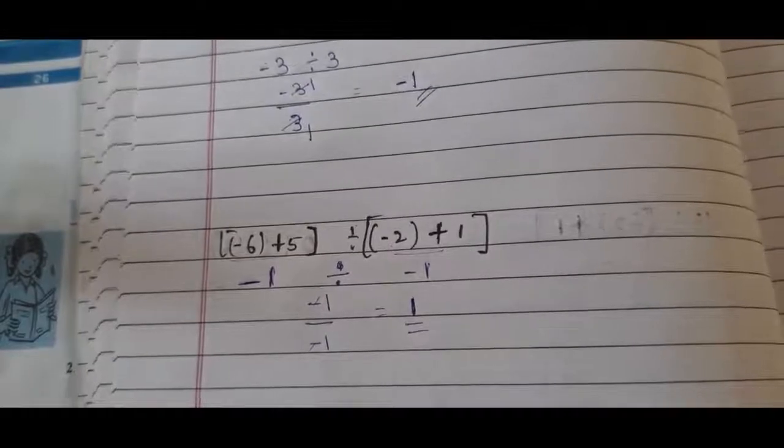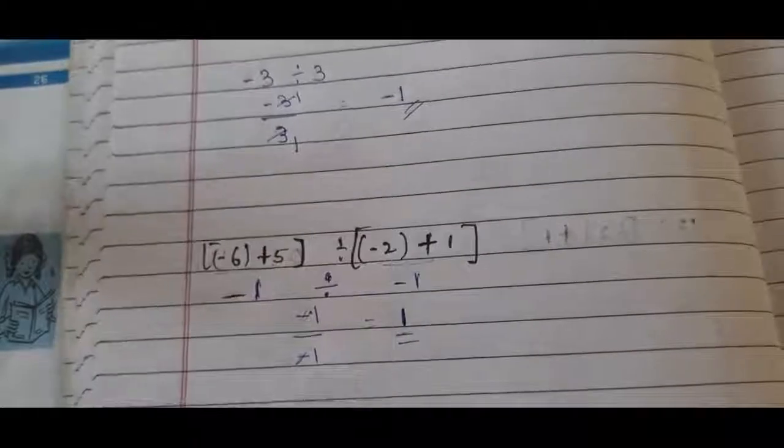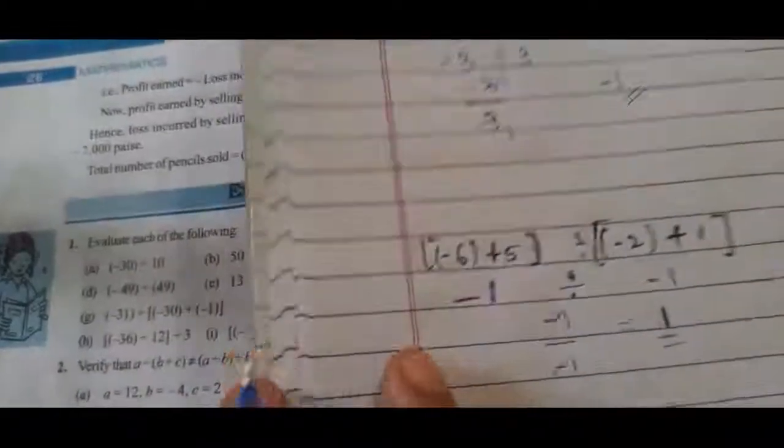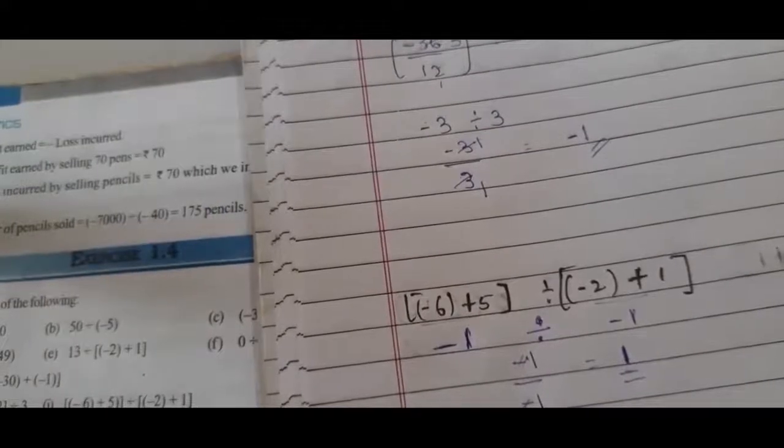That remains what here? 1, because minus minus cancel and we get a positive number. And these are the first main questions which I solved, and the left-over problems we have to take as homework.